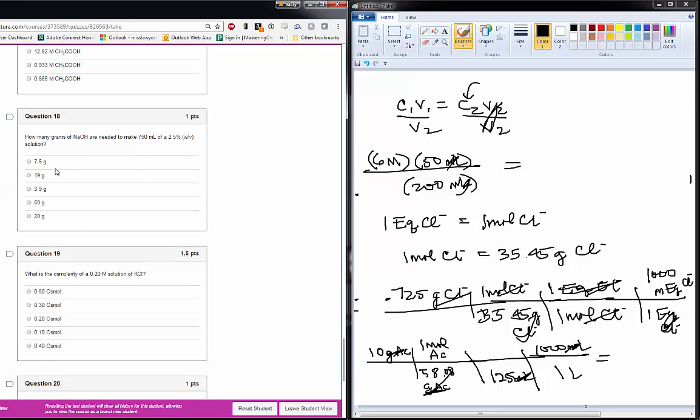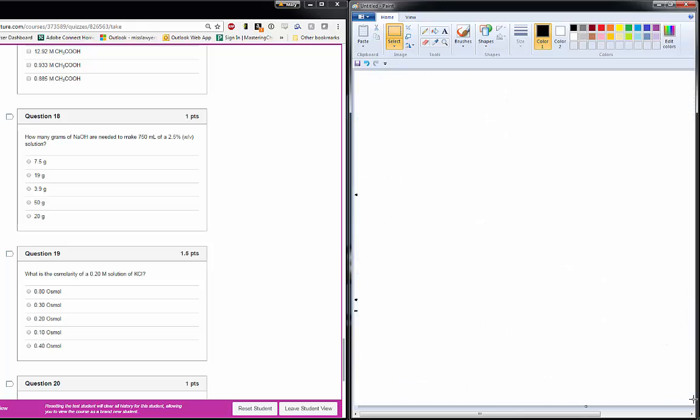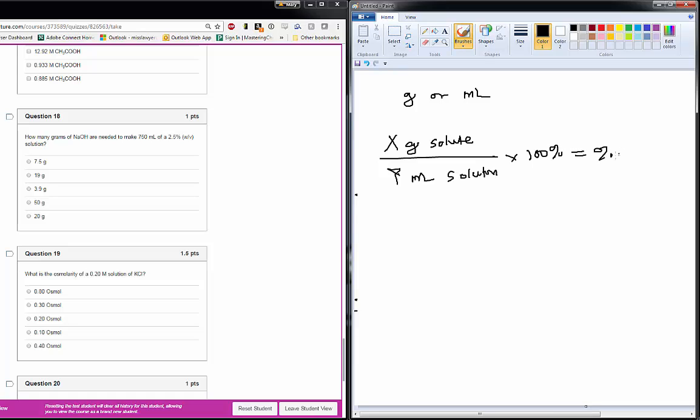How many grams of sodium hydroxide are needed to make 750 milliliters of a 2.5% weight per volume solution? Okay, you have to remember, and none of these formulas for concentration units are given. You have to know these. If they want weight per volume, then they want the weight of the solute per volume, which is milliliters of solution. Multiply it by 100% to make it a percent concentration.